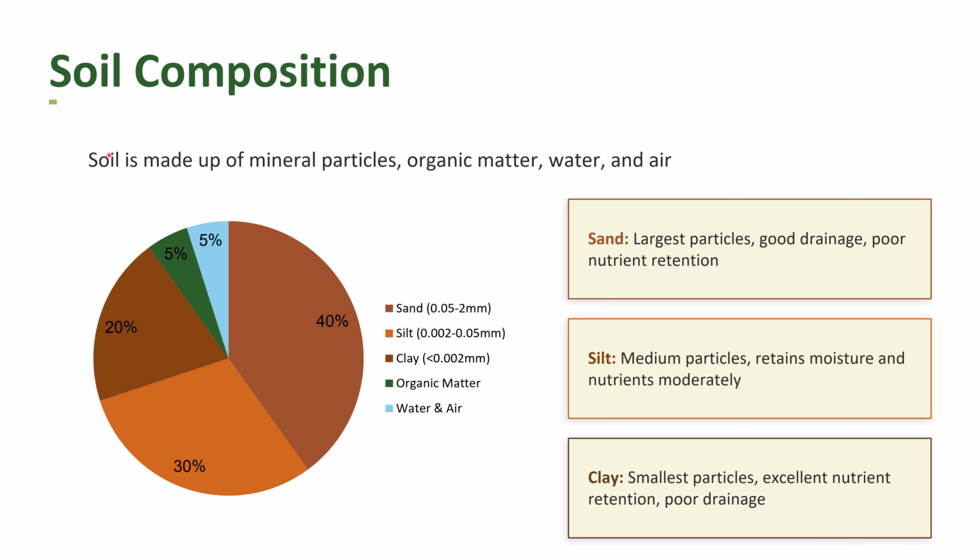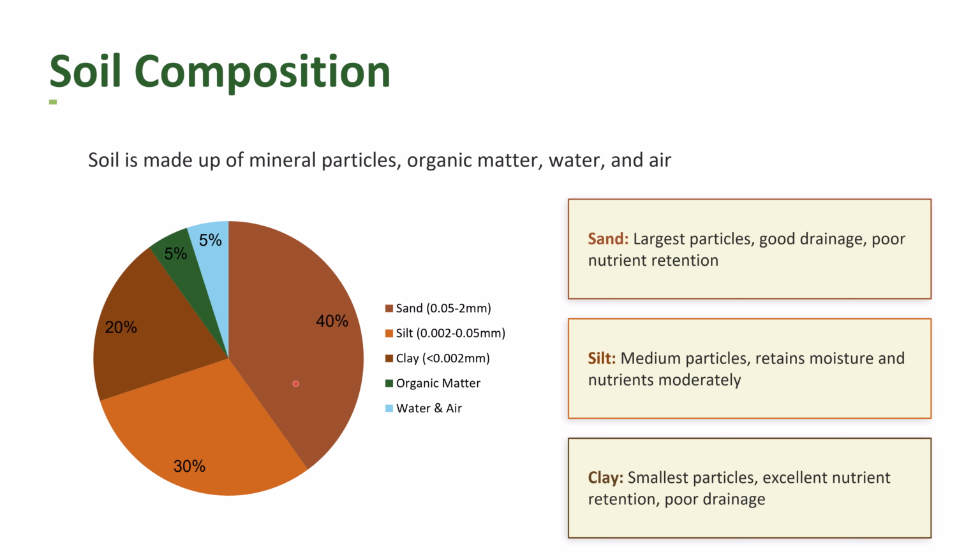Now let's discuss soil composition. Let's look at this pie chart to see what makes up a typical soil sample. You will notice that soil is a mix of four key ingredients: mineral particles, organic matter, water, and air. The largest part of the chart, about 90% in this example, is made of mineral particles. And the mineral particles are sand, silt, and clay.